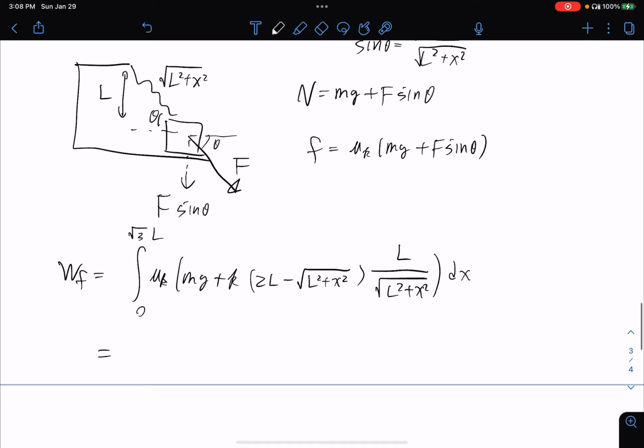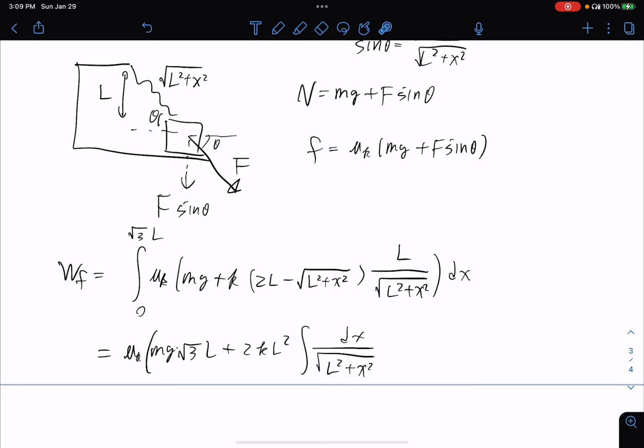So the first term is easy. It's mu k mg, nothing related to x, so just times the upper value minus the lower value of x. So this is our first term. The second term is harder because there is this square root of stuff over here. Let's pull out all the constants. We have mu k. Let's just put mu k in the front because every term here has mu k, showing that every term is related to friction. So we have k times L, and it will be plus 2k L squared, and then the integration of this stuff.